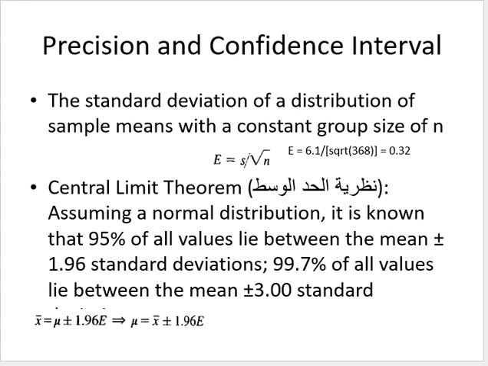you will get a range, right? This range should cover 95% of the data. For example, if this is 40 and this is 50, then 95% of the values are between 40 and 50. Clear? Now you can make it more precise.